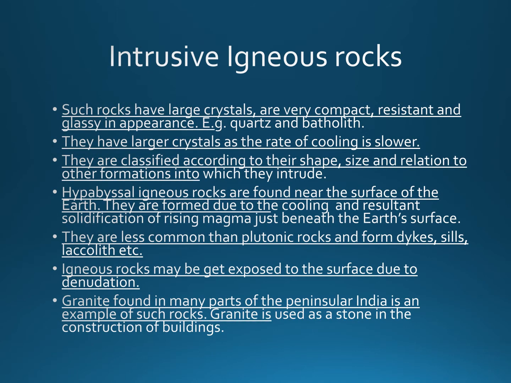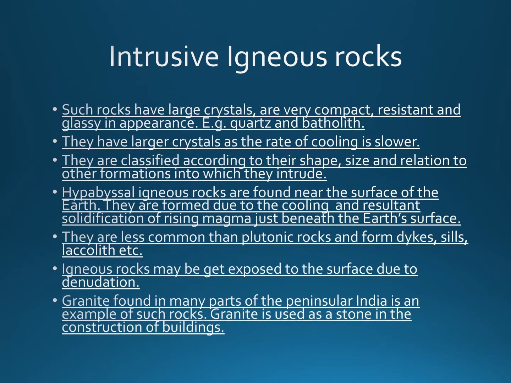Such rocks have large crystals, are very compact, resistant, and glassy in appearance. For example, quartz and batholith. They have larger crystals as the rate of cooling is slower. They are classified according to their shape, size, and relation to other formations into which they intrude.